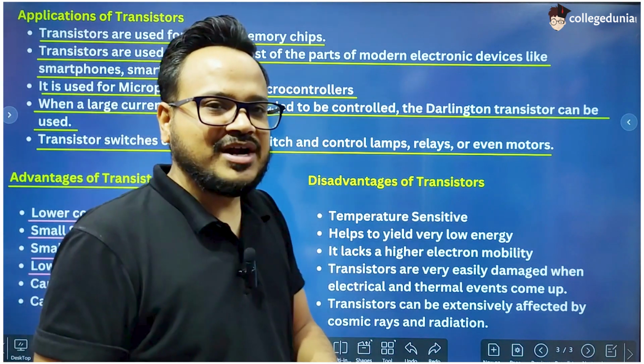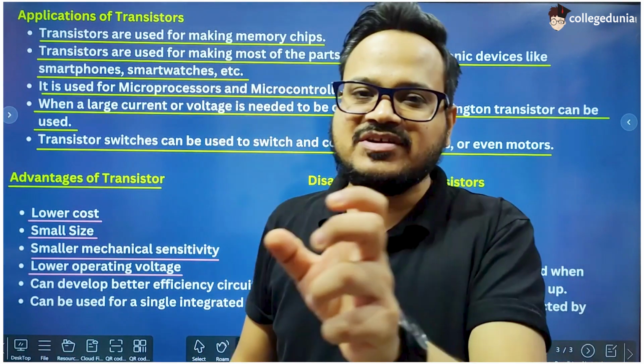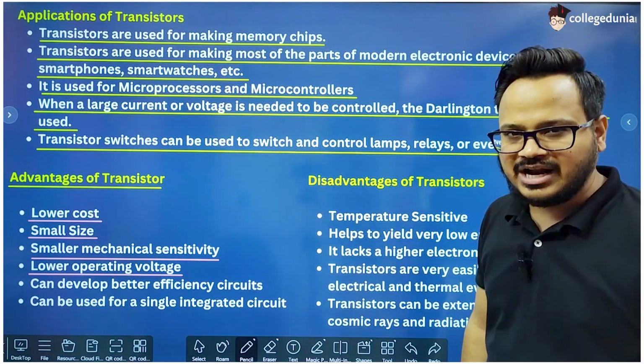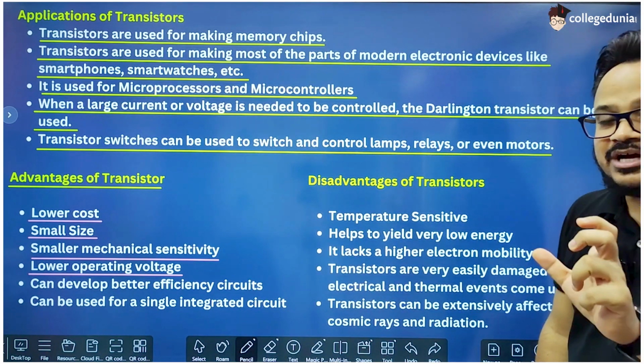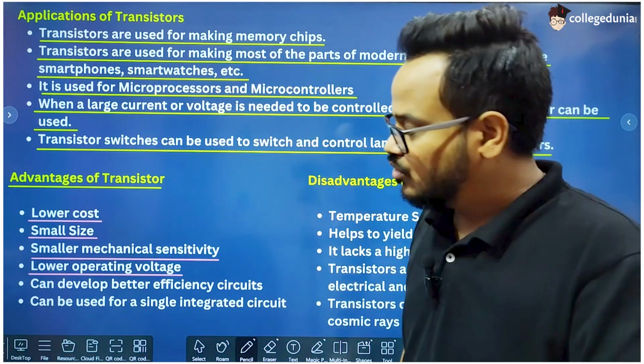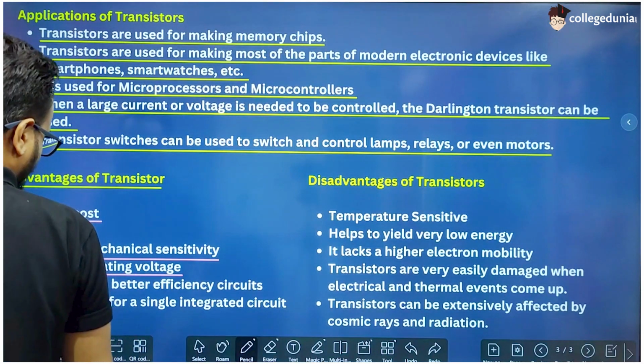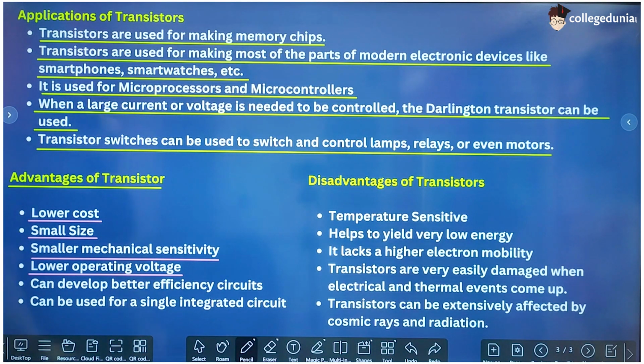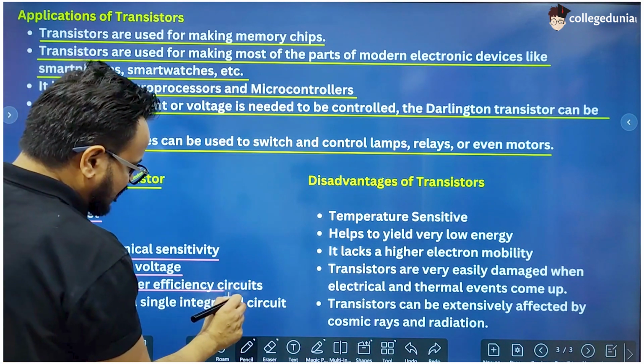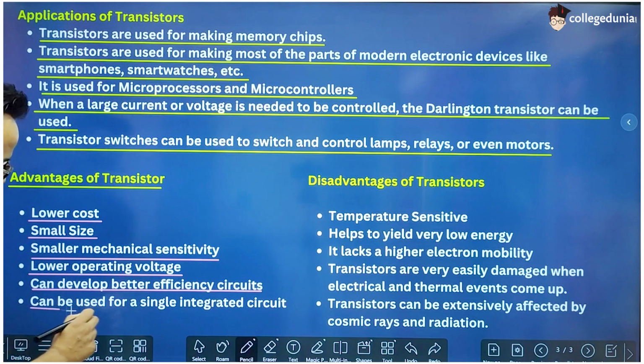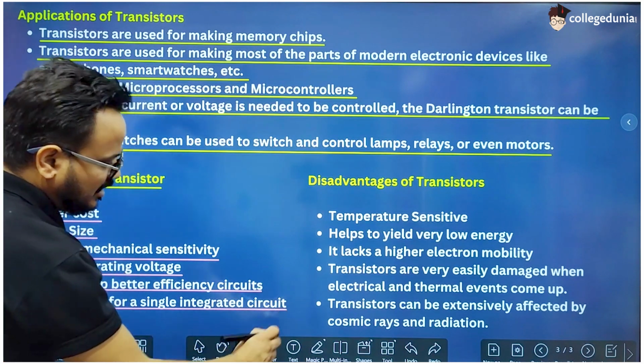They are all operated with the help of the battery in a mobile phone, smartwatch or laptop, and the voltage of that battery is very small, so all the transistors run on that voltage. They need very low operating voltage, can develop better efficiency circuits, and can be used in a single integrated circuit.